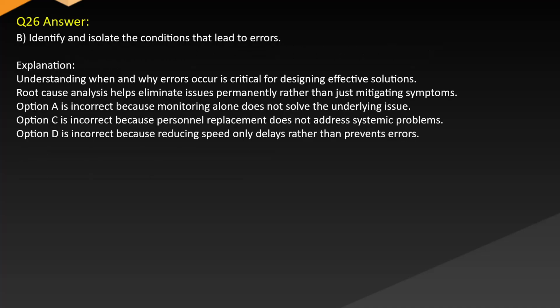Answer: B. Identify and isolate the conditions that lead to errors. Explanation: understanding when and why errors occur is critical for designing effective solutions. Root cause analysis helps eliminate issues permanently rather than just mitigating symptoms.